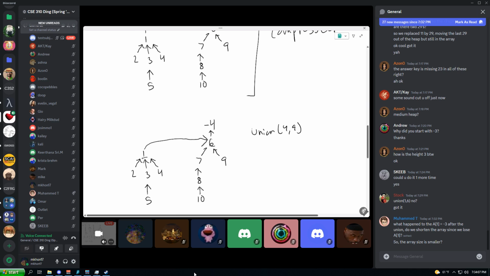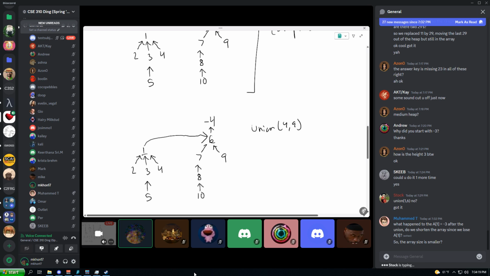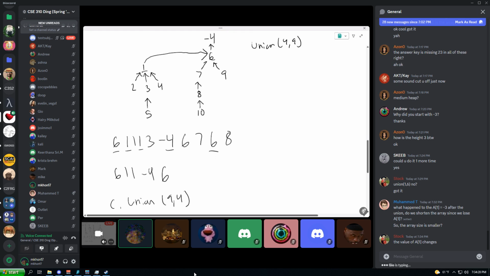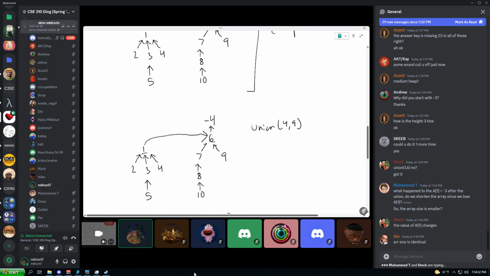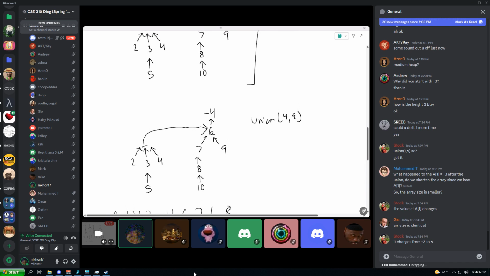The array size is smaller? I wouldn't say that. I mean, I guess you still have all of your main pointers and everything, but no, I don't think so. I'm not sure what you mean by array. It's just A of 1 changes, that's it. What he said, yeah. The array never changes size. All you're doing is replacing negative 3 with a pointer to 6.